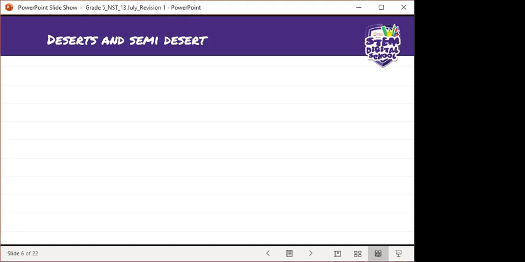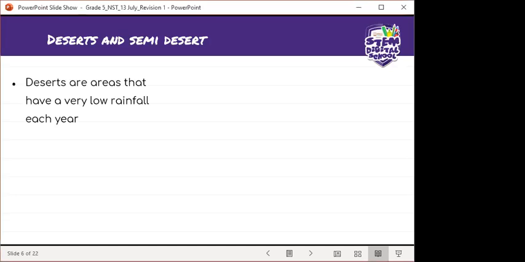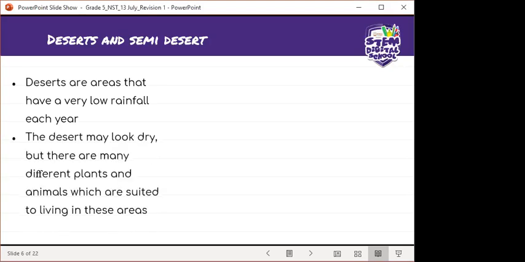And let us look at what we have for summary of the desert. Deserts are areas with a very low rainfall each year. And as Lisedi mentioned, the rain may even come every other 10 years. So the desert may look dry, but there are many different plants as well as animals which are suited to live in these areas. Can you guys give me examples of animals or plants which we can find in a desert?